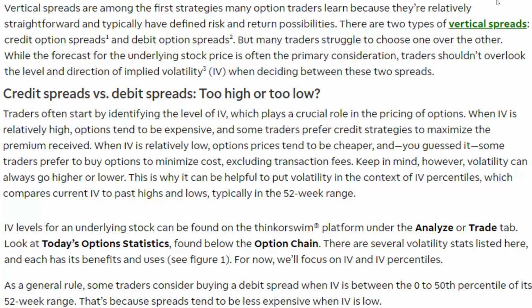As a general rule, some traders consider buying a debit spread when IV is between the 0 to 50th percentile of its 52-week range. That's because spreads tend to be less expensive when IV is low.